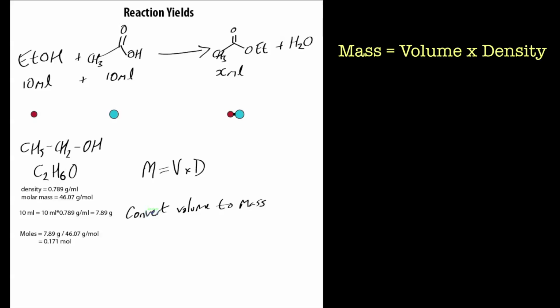Alright, so the next stage, I'll just re-emphasize what we've done here. So what we've done is we convert the mass into moles. Okay, mass to moles. So we've converted the mass that we calculated from the density from the mils to moles. That tells us how many molecules of ethanol are present.